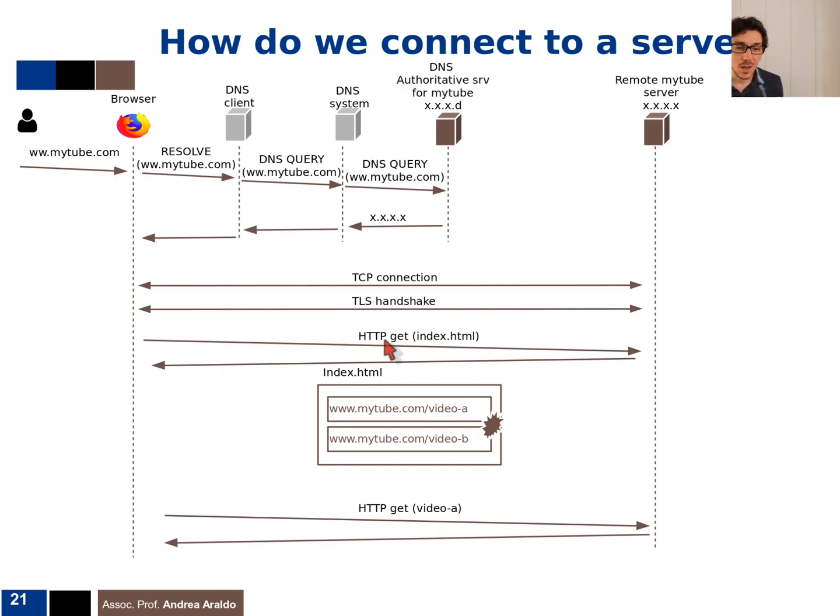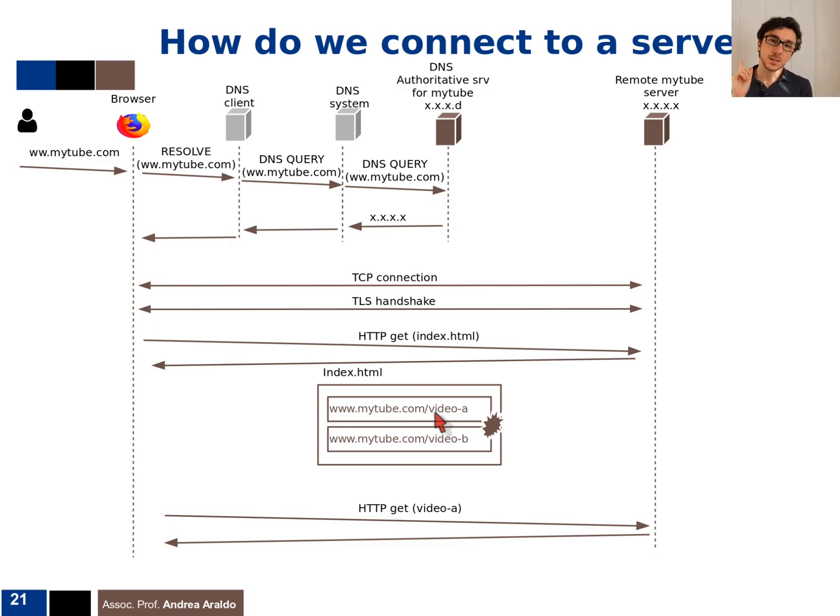Usually the first request is for index.html. And so your server will reply with the page index.html. In this page, there will be different kinds of content, etc. And usually there will be links to other content. For instance, links to the videos of MyTube, with usually the thumbnails and the title.